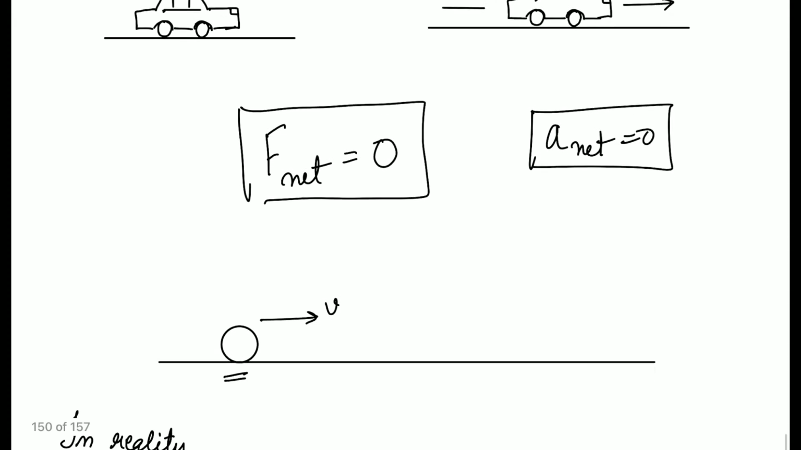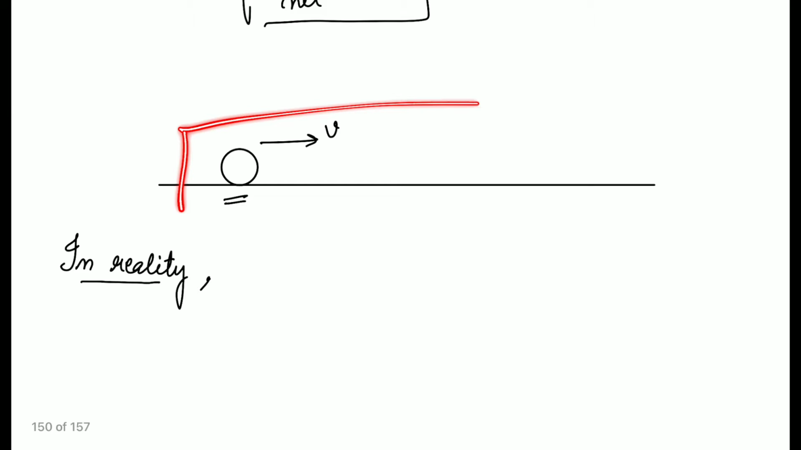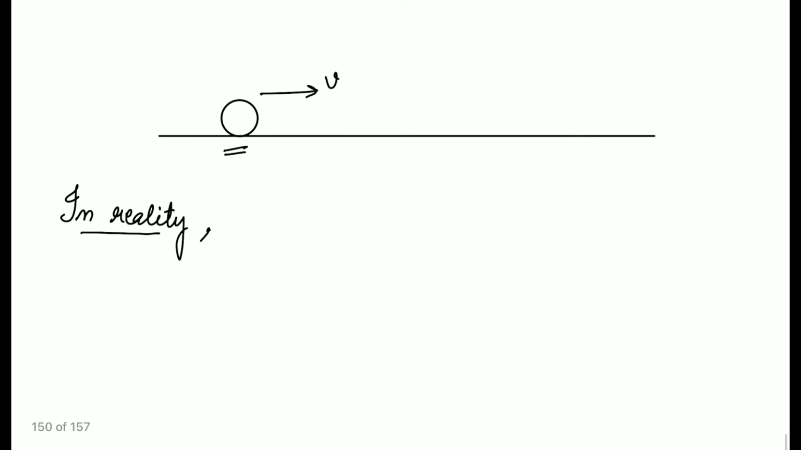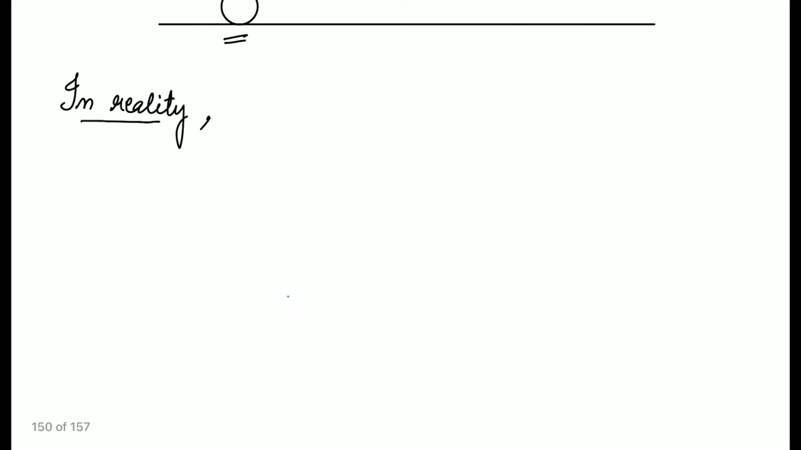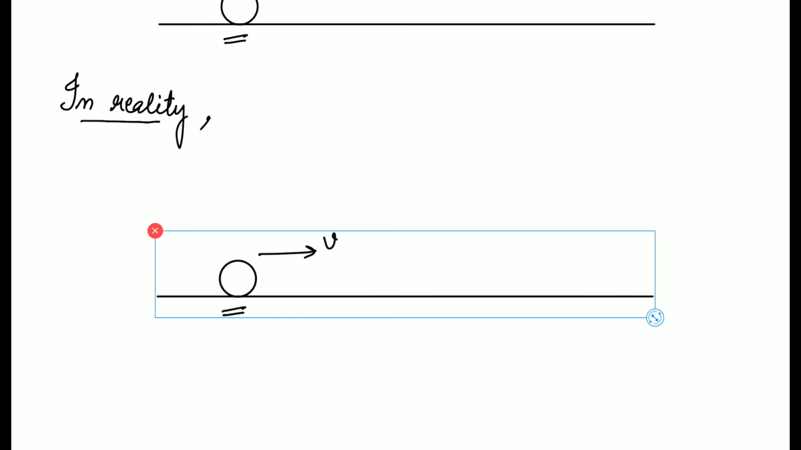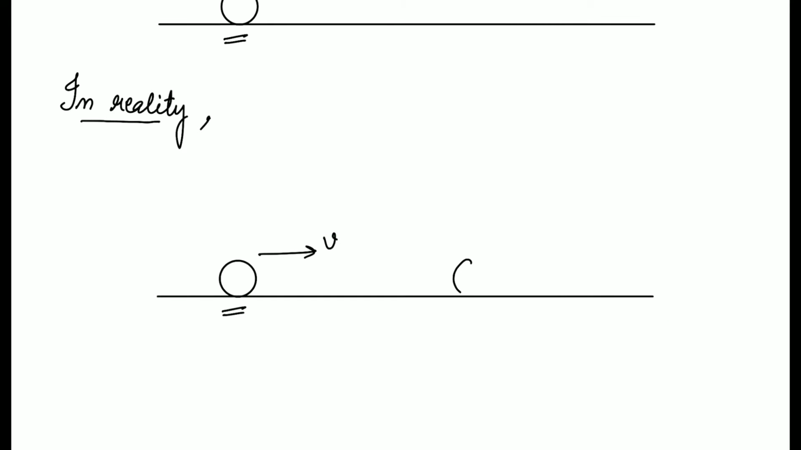But now I would like to ask you a simple question. In reality, if you leave a ball moving with some constant velocity v, will it keep moving with that constant velocity, or after some time does it actually stop? Yes, your answer is that after some time this ball is going to stop, right? Let's say the ball came to rest here at t equals some t. Now, the question is, what happened?